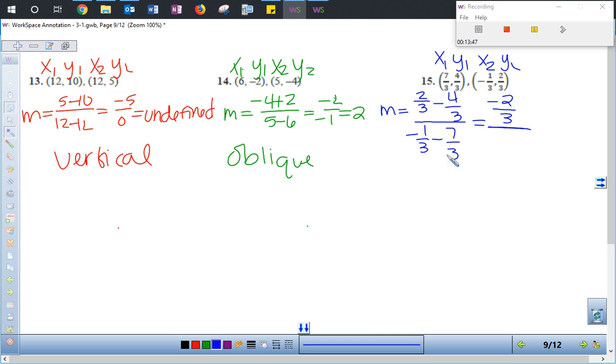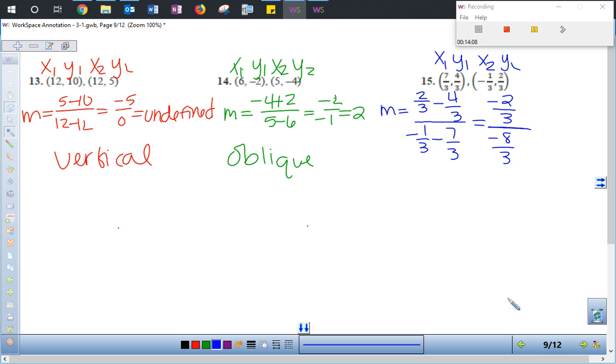Over, now let's handle my denominator. Again, we have common denominators here, which is great. So let's just handle the numerators. Negative 1 minus 7 is going to be a negative 8 over 3. Now I need to take this negative 2/3 and divide it by negative 8/3, but wait a minute, we never ever divide by fractions. Instead, we multiply by the reciprocal.